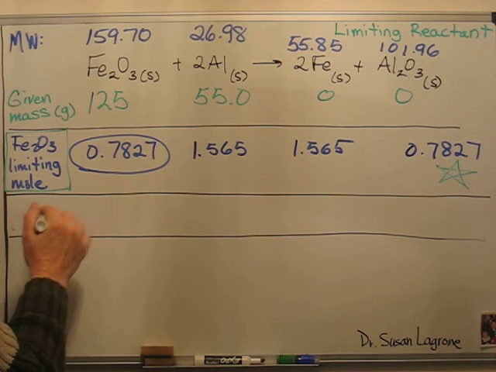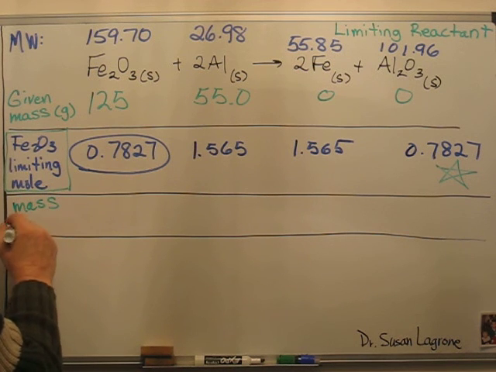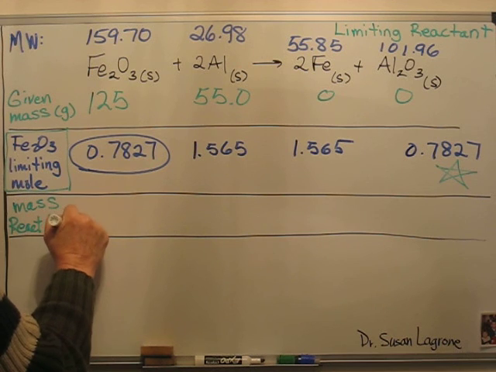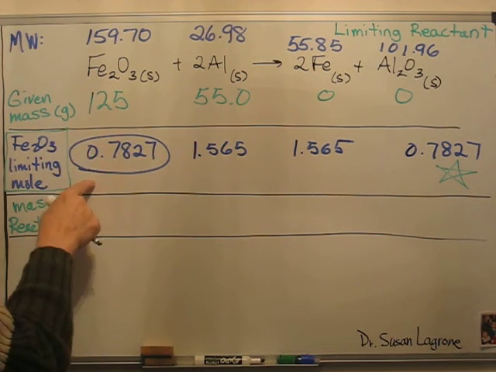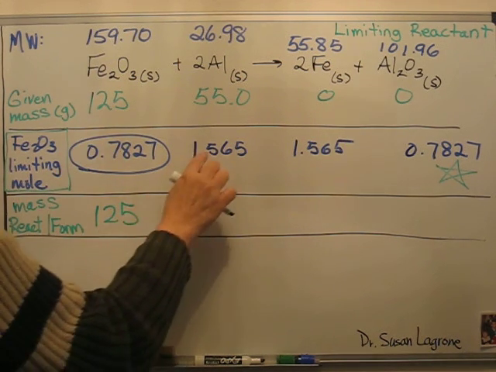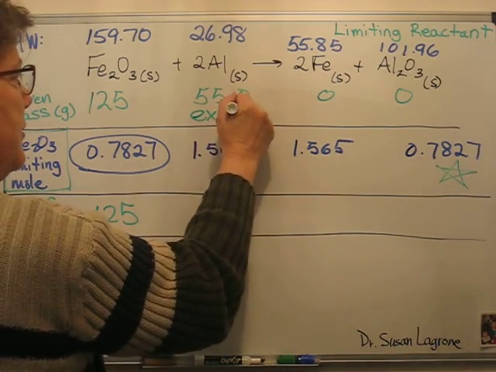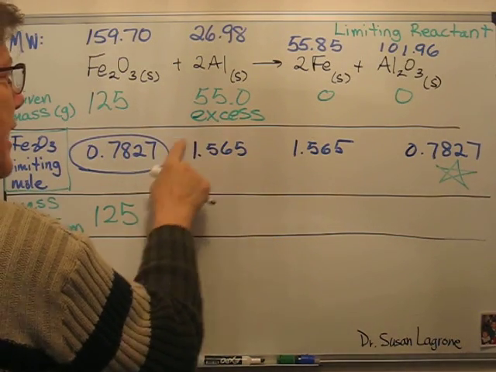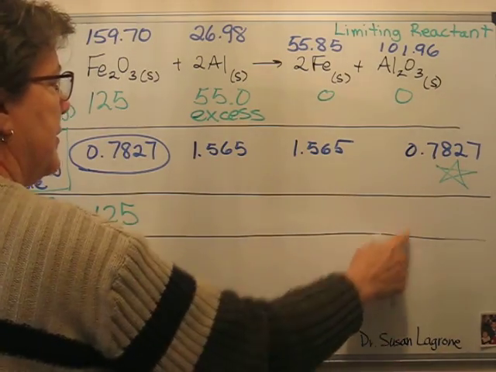I've got moles, so we need to go back to mass. And this will be the mass that reacted or formed. Since this was limiting, I already know the mass of this many moles. It's 125, so I'm just bringing that down. This is not 55 because this was in excess. As soon as I decide this is limiting, this is in excess. So I have to actually do conversions from moles to grams for the rest of these.